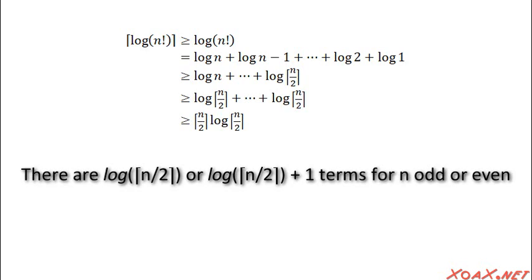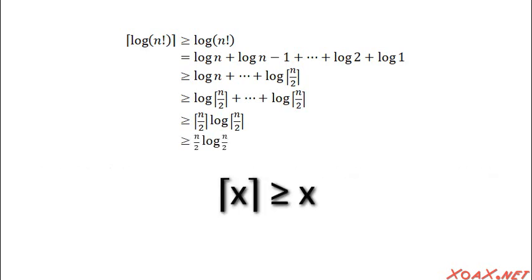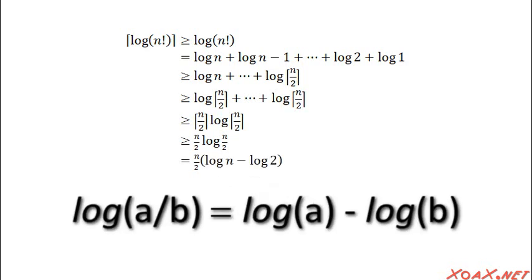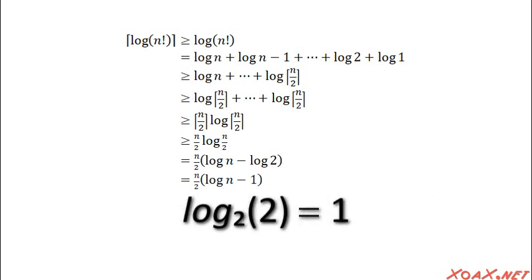We have one more if n is even. After this, we can take off the ceiling, which can only reduce the value further. To this we can apply the law of logarithms that says that the log of a divided by b is the log of a minus the log of b. So we have n divided by 2 times the log of n minus the log of 2. Of course, the log of 2 is just 1 since our base is 2.